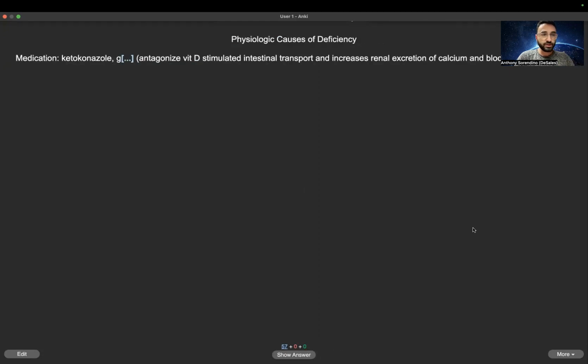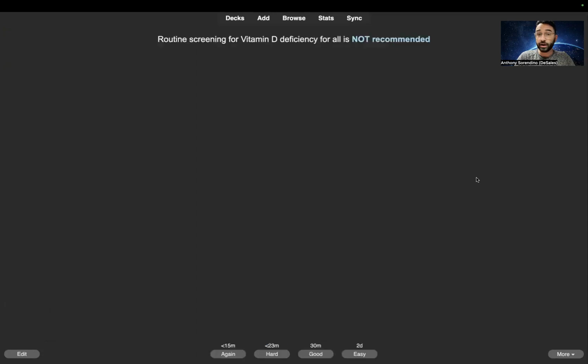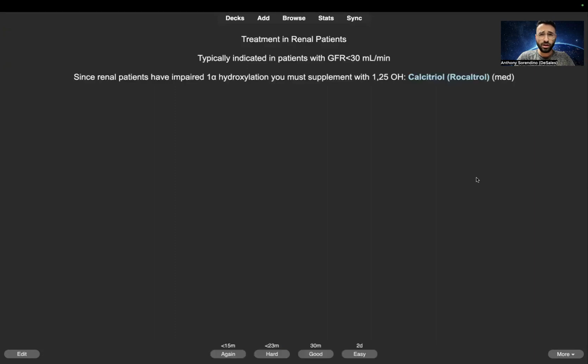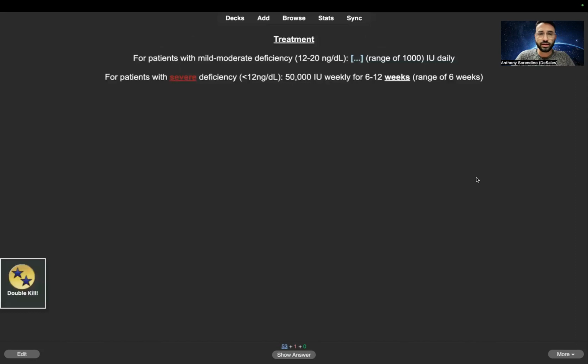Physiologic cause of deficiency, medication ketoconazole. So this is deficiency of vitamin D. Glucocorticoids are going to do that. Routine screening for vitamin D deficiency for all is not recommended. Treatment in renal patients, GFR less than 30, 125 OH, what's the name of the med? Just calcitriol? Second hydroxylation, which occurs in the kidney, the proximal tubule, I think.